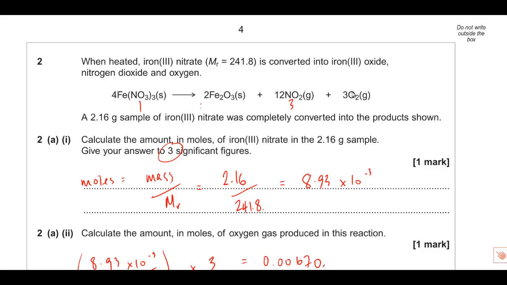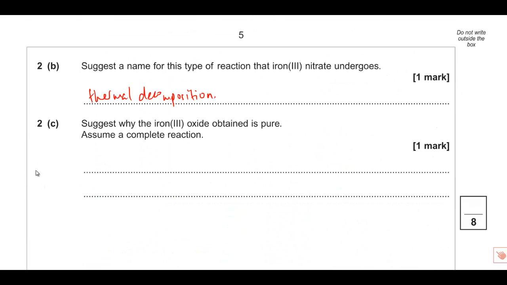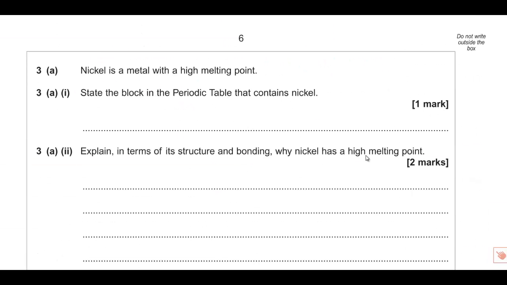So this is broken down. I'm producing a solid and 2 gases. Well, when I produce it, my gas is going to escape. So the other products are gases, and they will escape. Nice easy mark there. So question 2 down. We're up to question 3 this time.